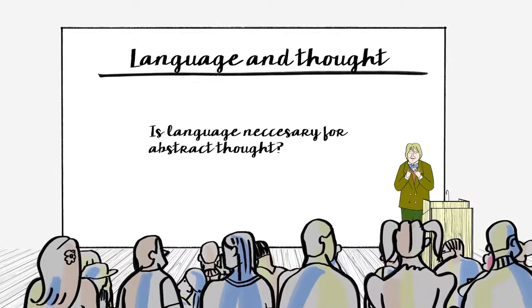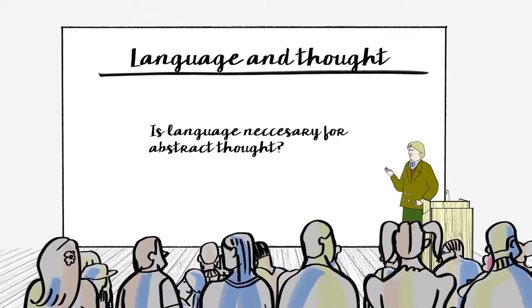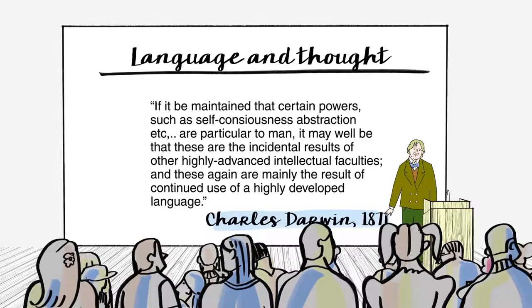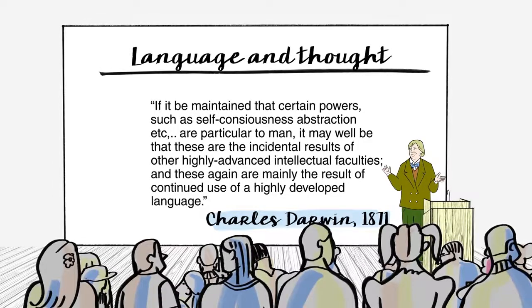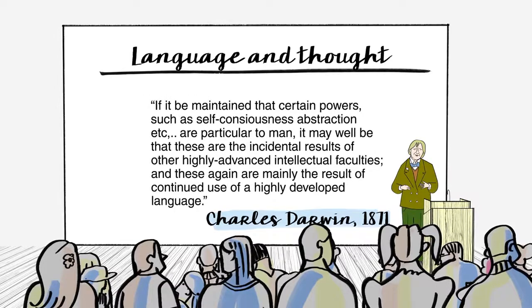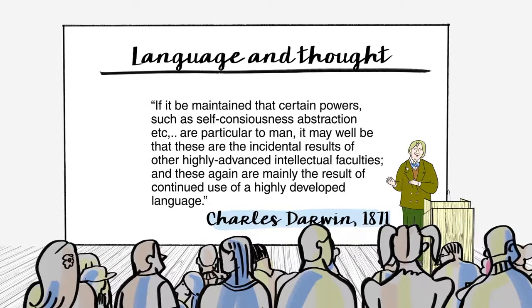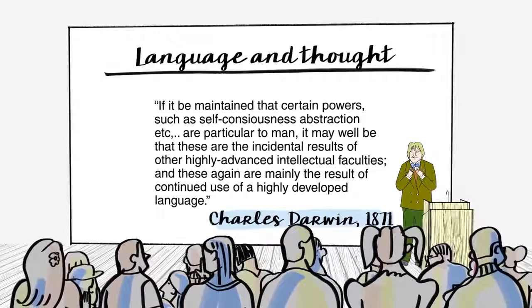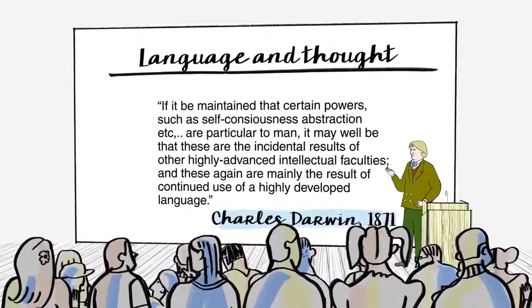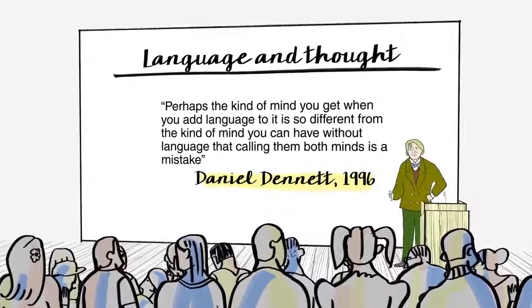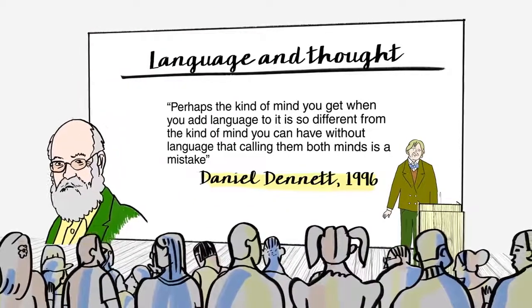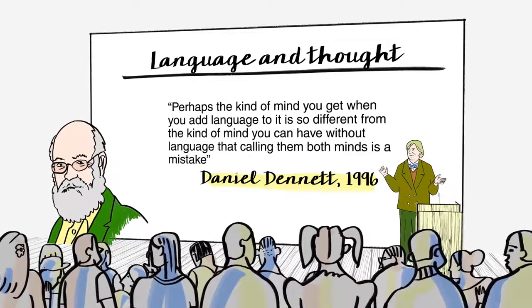So this was a speculation by Charles Darwin. Darwin wrote, "If it be maintained that certain powers, such as self-consciousness, abstraction, and so on, are particular to man, it may well be that these are the incidental results of other highly advanced intellectual faculties, and these again are mainly the results of the continued use of a highly developed language. Language has cascading effects that makes us smarter." And more recently, the philosopher Dan Dennett: "Perhaps the kind of mind you get when you add language to it is so different from the kind of mind that you have without language that calling them both minds is a mistake." So is this true?